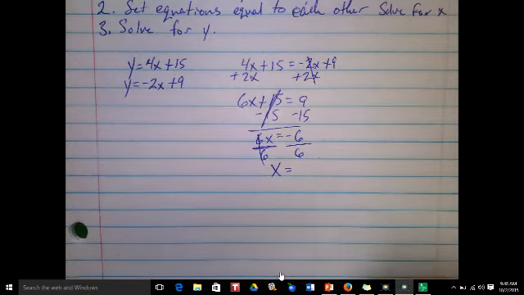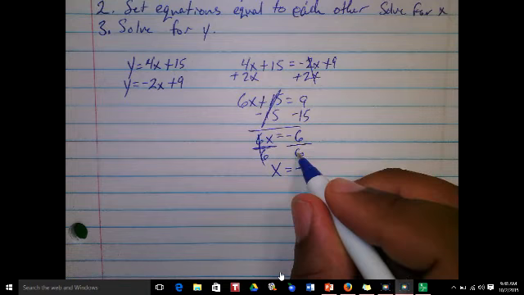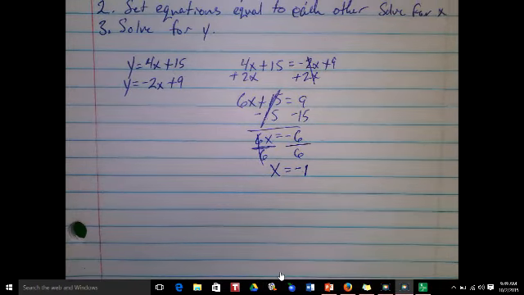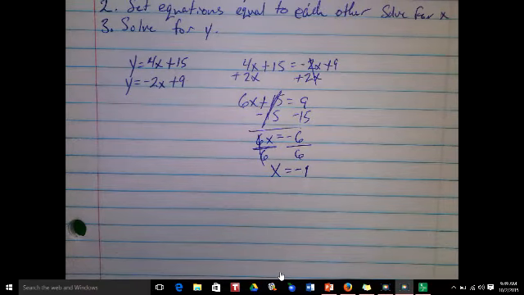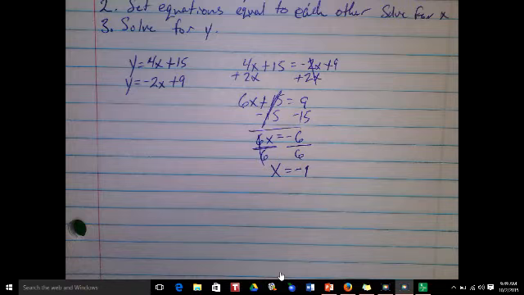So x ends up equaling what? Negative 1, right? Negative 6 divided by 6 gives you negative 1. Okay. All right, I went a little bit fast because I know that you are confident on doing equations, so that's fine. Now we are on our third step.